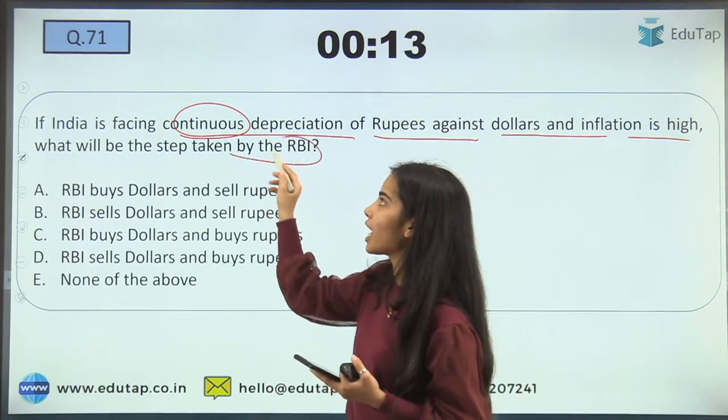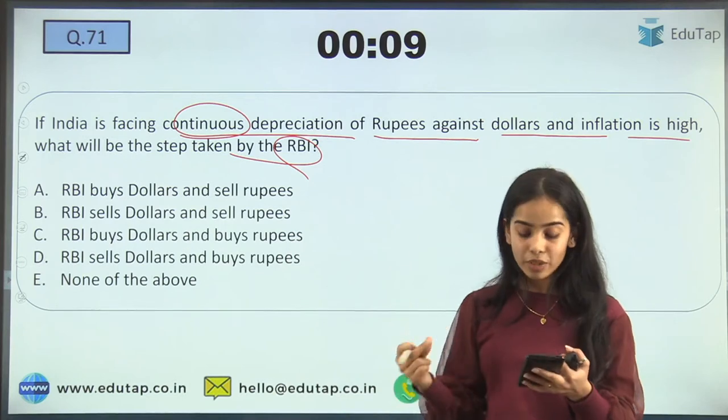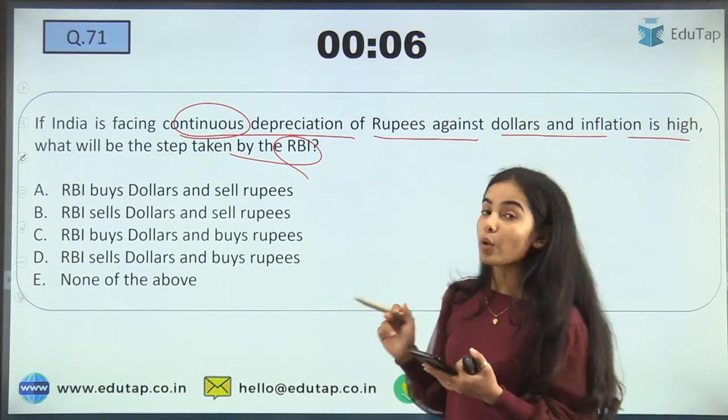Next is, if India is facing continuous depreciation of rupees against dollars and inflation is high, what will be the step taken by the RBI? We are very near to the end. We have just 4 or 5 questions left. So try to give the answers very quick. Okay.